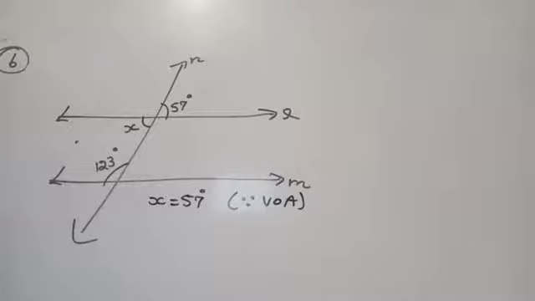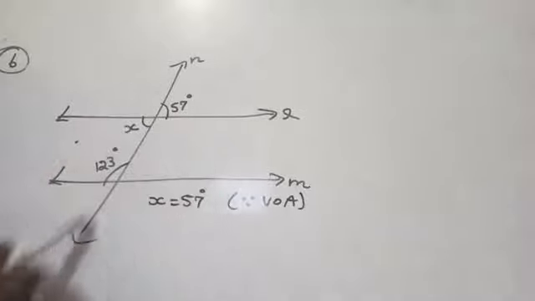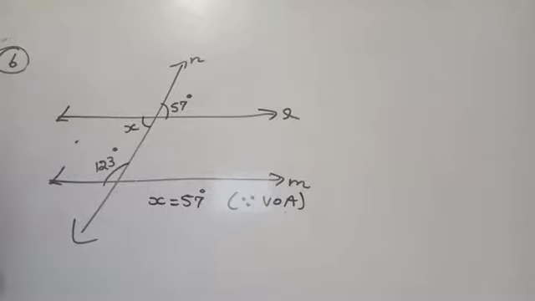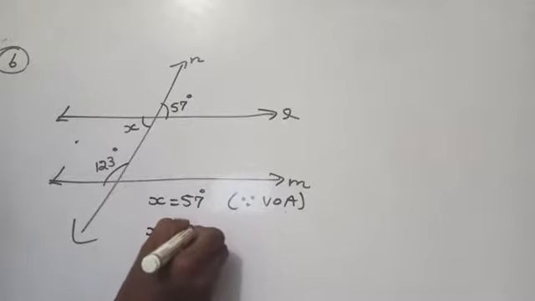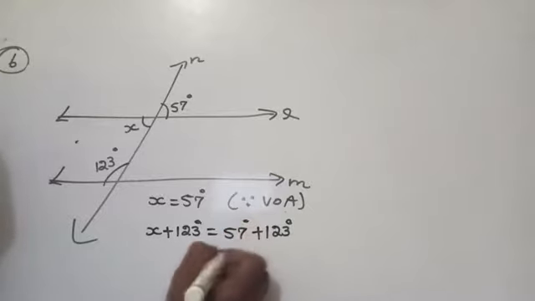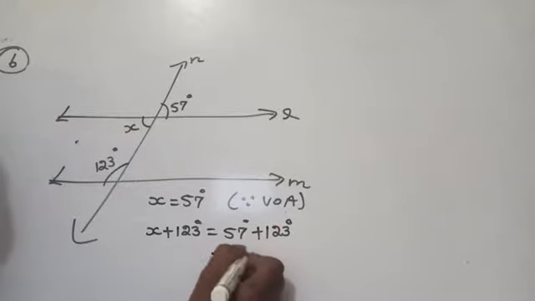Okay. Now after that, these are the two lines intersected by a transversal. So these two angles are co-interior angles on the same side of the transversal. If the sum of co-interior angles on the same side of the transversal is supplementary, supplementary meaning the sum of the two angles should be 180 degree, then we can conclude that these two lines are parallel. Now we will find the value of X plus 123. X value is nothing but 57. So 57 plus 123 degree, which is equal to 180 degree.